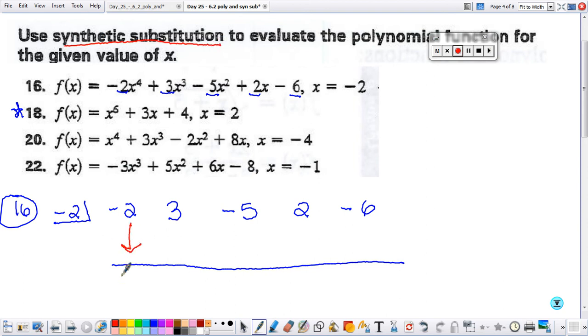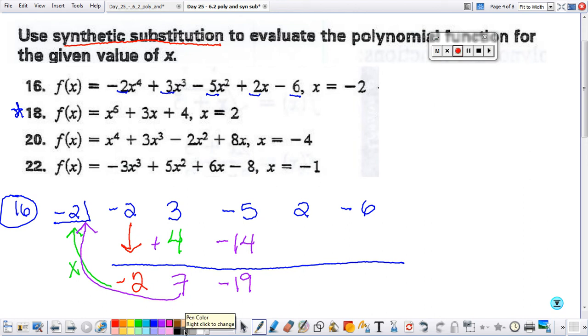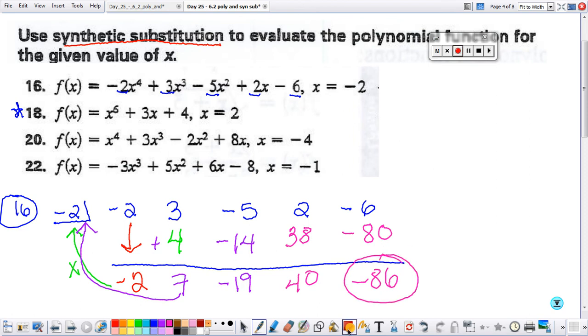We're going to bring down this first term, that's negative 2. And then we're going to multiply negative 2 times negative 2, and we get 4, and put it here. And then we're going to add. So 3 plus 4 is 7. And I'm going to do 7 times negative 2, and I get negative 14. And then we're going to add, and I get negative 19. So your whole process is multiply, then add, multiply, then add, multiply, then add. Now I'm going to multiply negative 19 times 2 and add 40 times negative 2 and add, and my answer is negative 86.